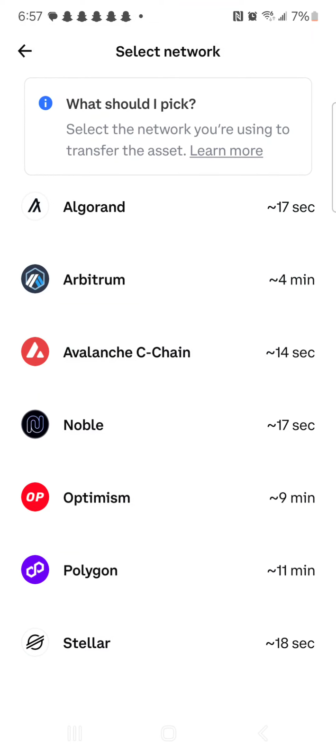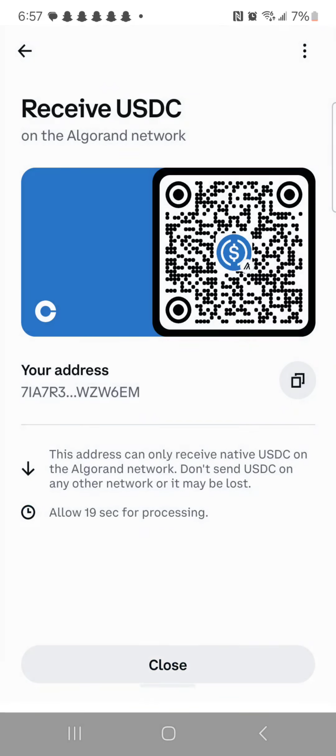Okay, so Coinbase, this is the best way to describe it. Algo has a different routing number and account number than Arbitrum. All of these have different routing numbers and account numbers. Think of it that way. So this one doesn't have it. It just has your routing number.